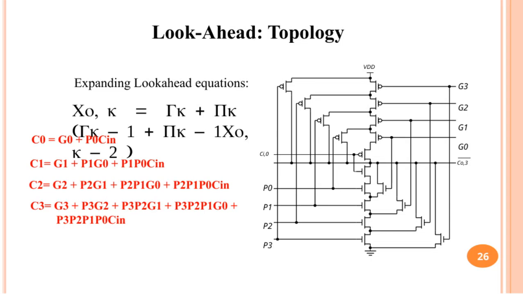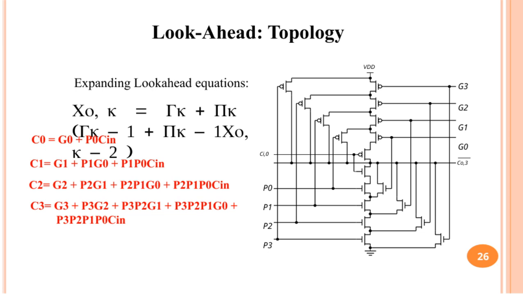Here we're looking at the concept of look-ahead topology in carry computation. The key idea is to determine the carry output more efficiently by expanding the look-ahead equations. Starting from the basic equation, Ck is expressed as Gk plus Pk times the carry from the previous stage, Ck-1. This recursive approach reduces the time it takes to propagate the carry through multiple stages.